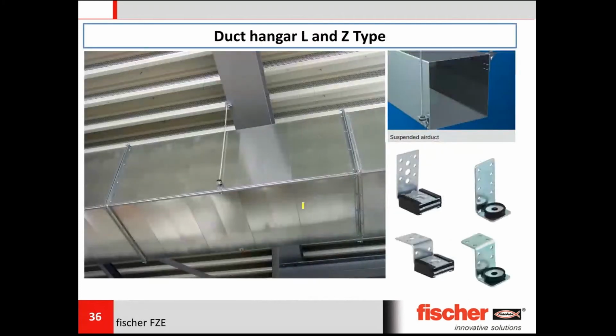In addition, we also have duct hangers, L and Z shape, to support the duct directly. These are for GI ducts, non-insulated. So it's very easy. You can directly rivet it to the duct and it can be connected directly to the threaded rod.